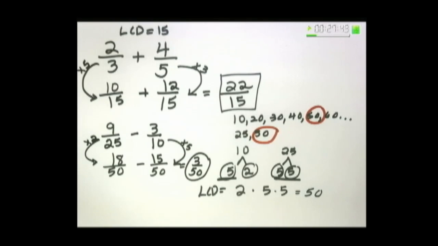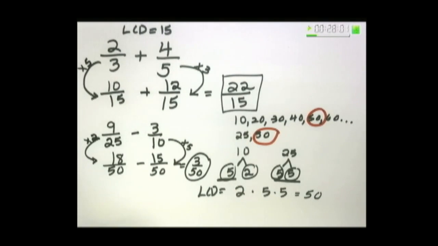Okay? Are we clear on how to add and subtract fractions? They must be like fractions to be able to join them or subtract them. Okay. Multiplying and dividing, you do not need a common denominator. Only adding and subtracting. Okay?